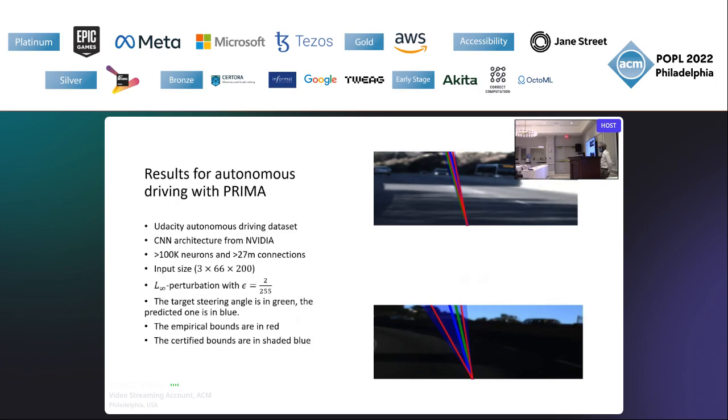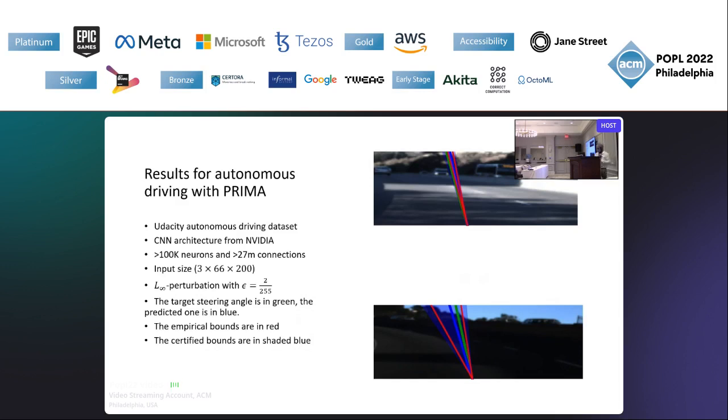It's Udacity, and the architecture has been released by NVIDIA. We trained it. It has more than 1,000K neurons, and the input size is larger than MNIST and CIFAR10: 3 times 66 times 200, so that's like 39,600 input pixels. And we consider an L infinity ball around these examples. So I have this scene of the road, and I can change the pixel intensity of each pixel independently, and I want to see what steering angle is predicted by the classifier.